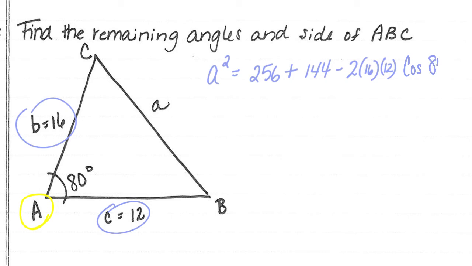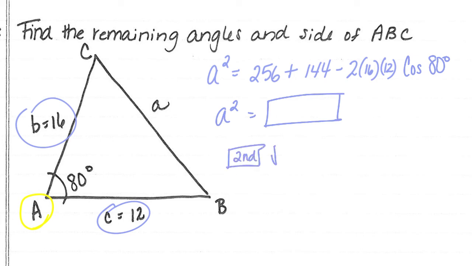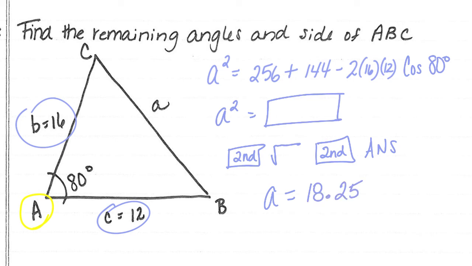Well, A was 80 degrees. Again, your calculator needs to be in degree mode. So when you do this and you find this answer, I don't know what this answer is because my notes are not following along. You can hit those buttons, second square root, second answer, and you find out that little a is 18.25. So this side right here is 18.25.